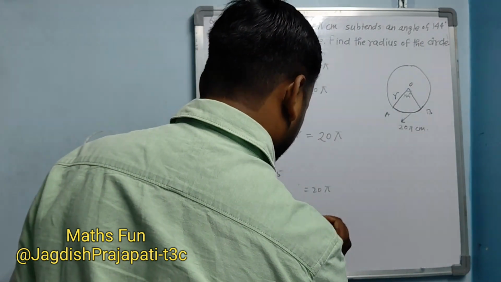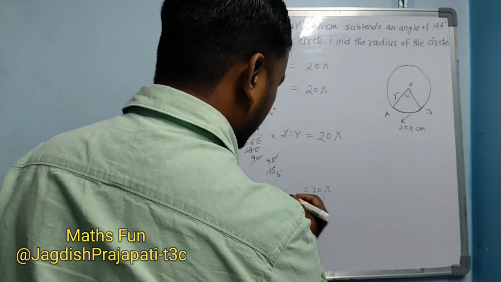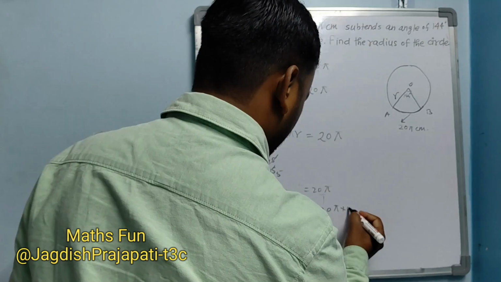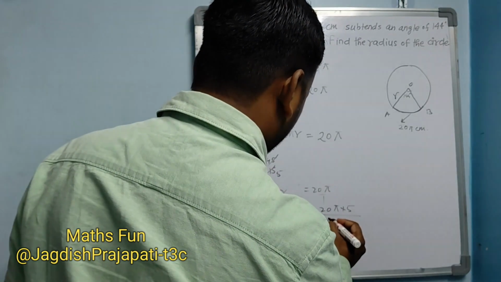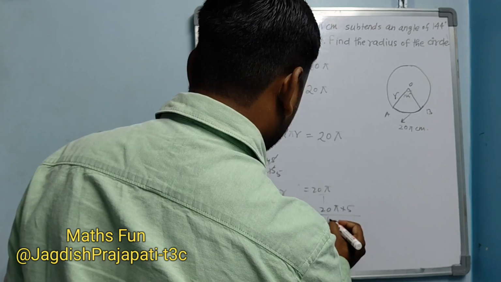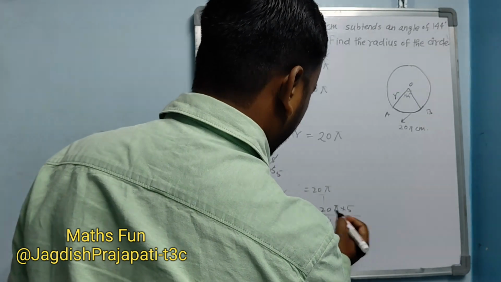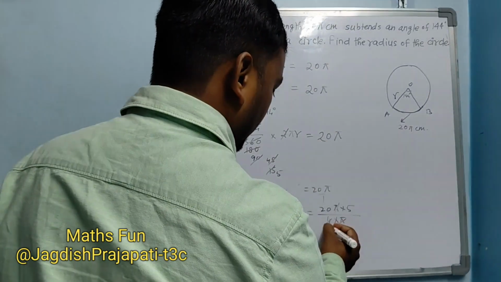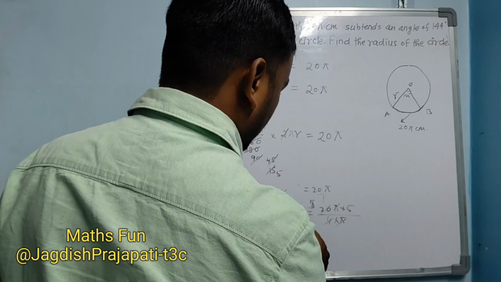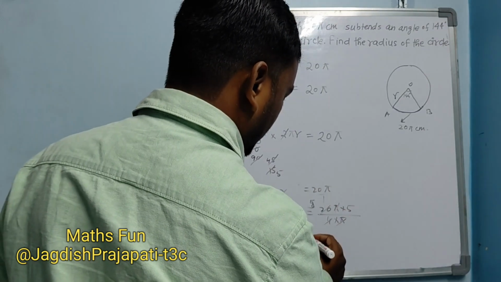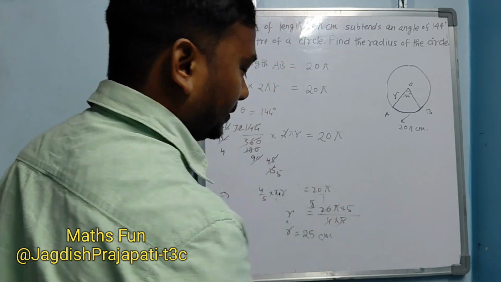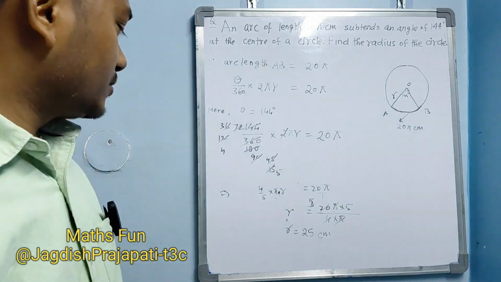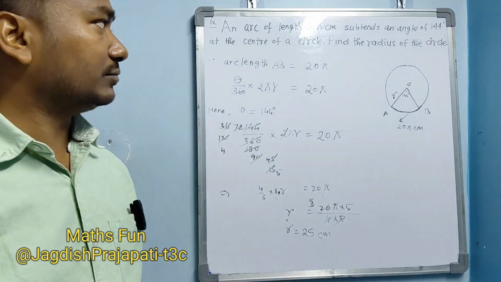So r will be, do cross multiplication, 20 pi into 5 by 4 into pi. So pi will be cancelled out, and 4 fives are 20. So r will be 5 into 5, that is 25. Unit will be in centimeter since arc length is in centimeter. Okay, so this is the answer for this problem.